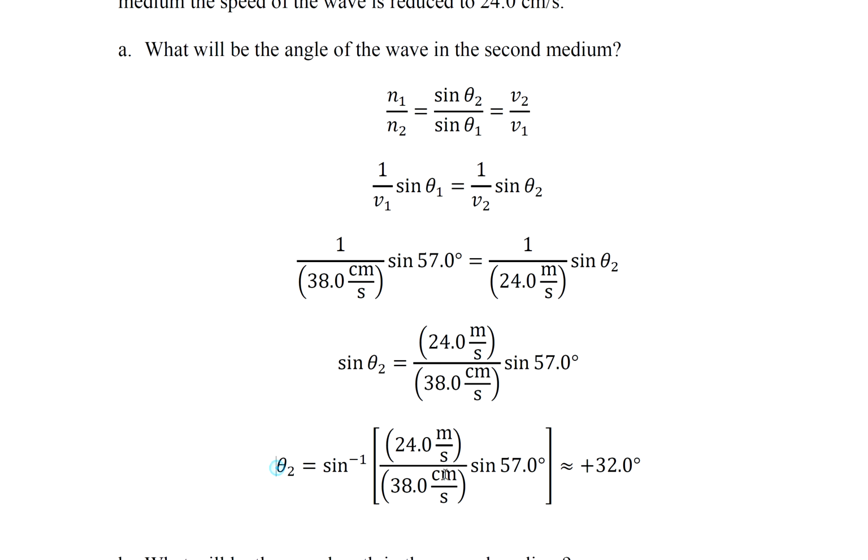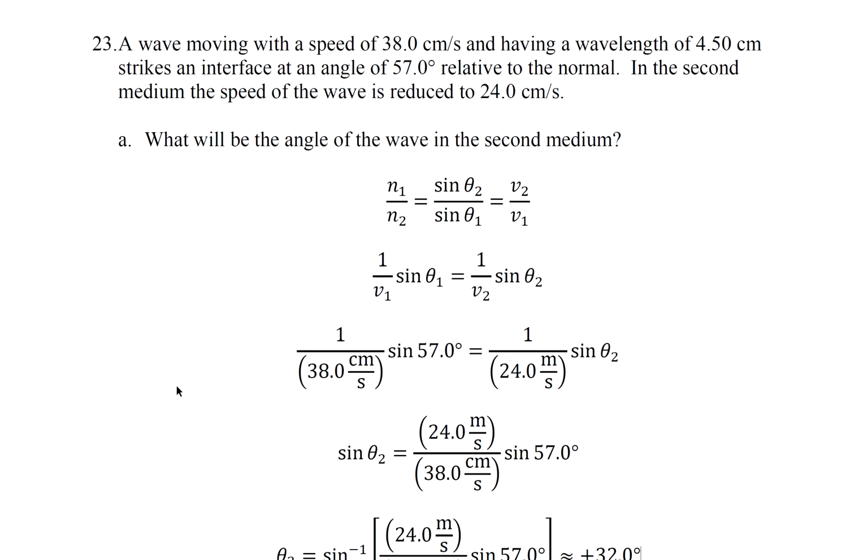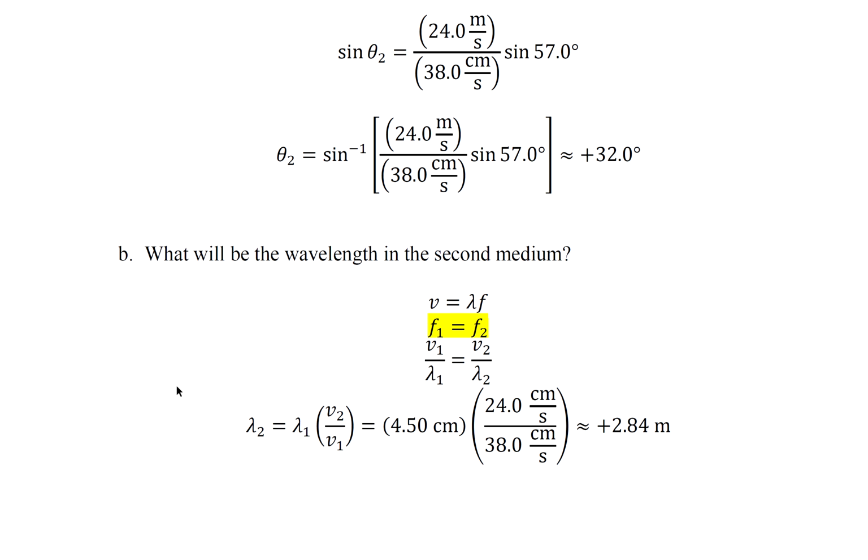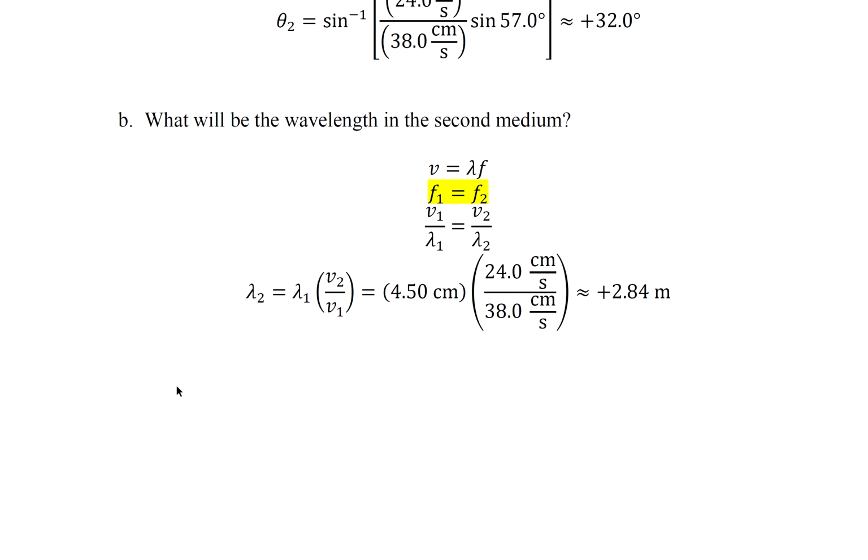And know how to do sine inverse on the calculator. Part B. What will be the wavelength in the second medium? So v equals lambda f, f1 equals f2. So just solve for f in this first equation. V1 over lambda 1 equals V2 over lambda 2. And solve for lambda 2.